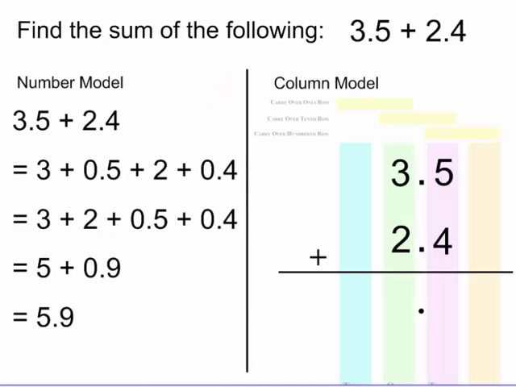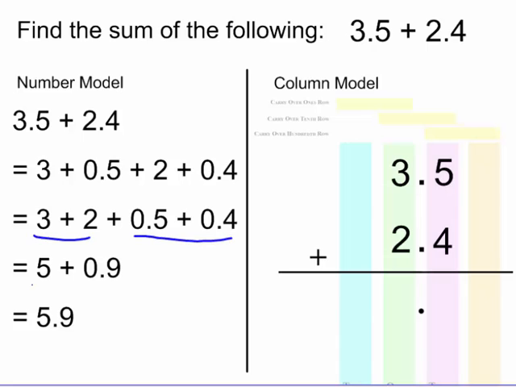So let's have a look at our first example here. We're going to add 3.5 plus 2.4. I'm going to stick with the number model and the column model. For the number model, I'm going to break down those numbers just as I've done in the past. I'm going to have the whole number ones and the tenths, which will be the 0.5 here. That's just 5 tenths. So the 2.4 becomes 2 whole units and 4 tenths, or 0.4. I'm going to collect the ones together and the tenths close to each other, and then I'm going to add up those pieces or parts.